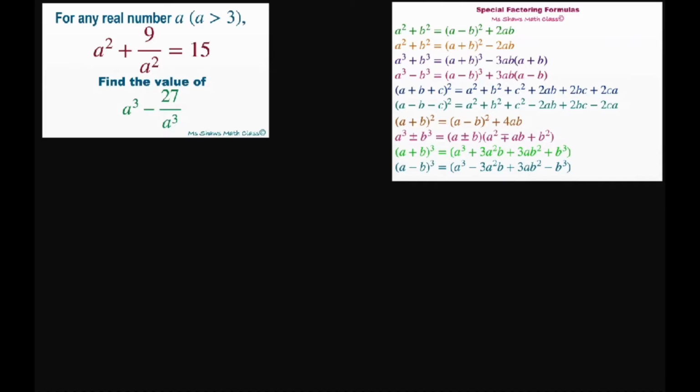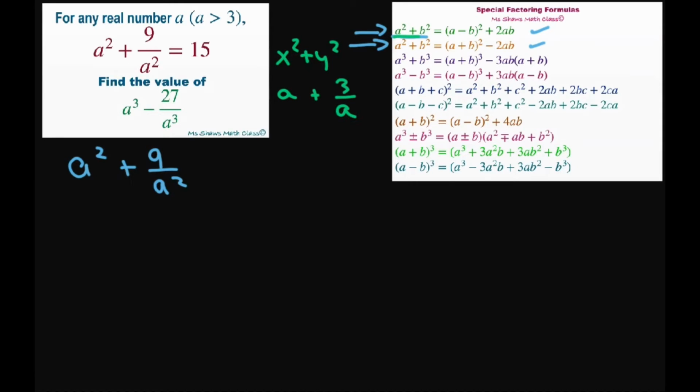So basically we're just taking what you know already and rewriting them by subtracting out a term to make them equivalent. So for example, we have this first one right here. If I have a squared plus 9 divided by a squared, let's just let this be x squared plus y squared. So my a is my x, and my b is going to be 3 divided by a for my y.